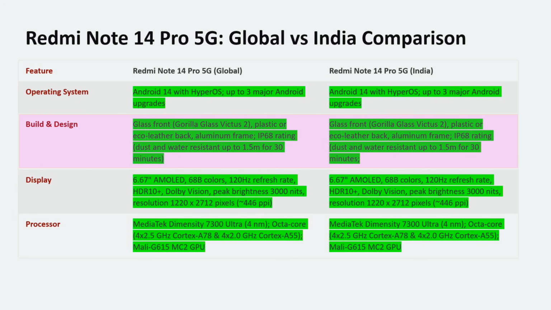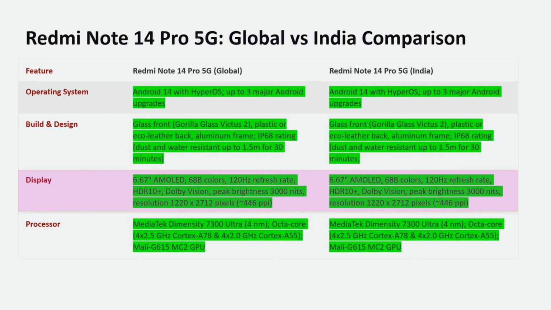Build and design of both the version is glass front with Gorilla Glass Victus 2, plastic or Eco leather back, aluminum frame, IP68 rating for dust and water resistance, up to 1.5 meter for 30 minutes.